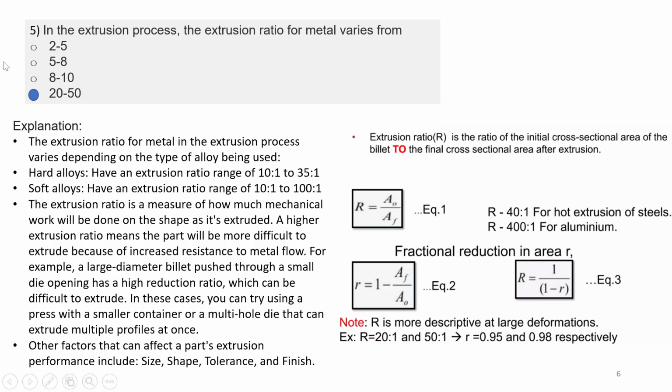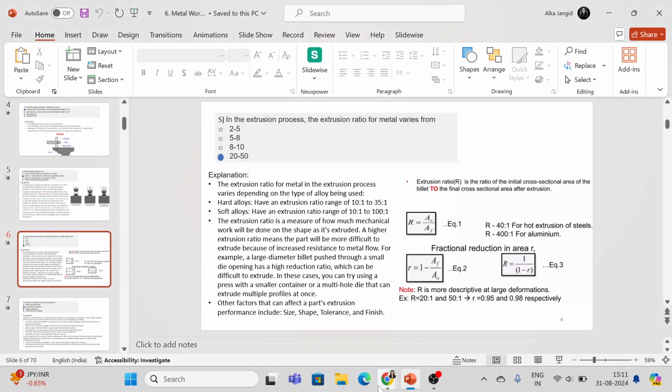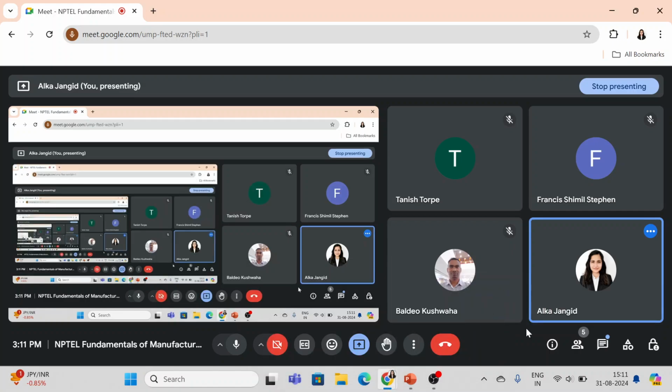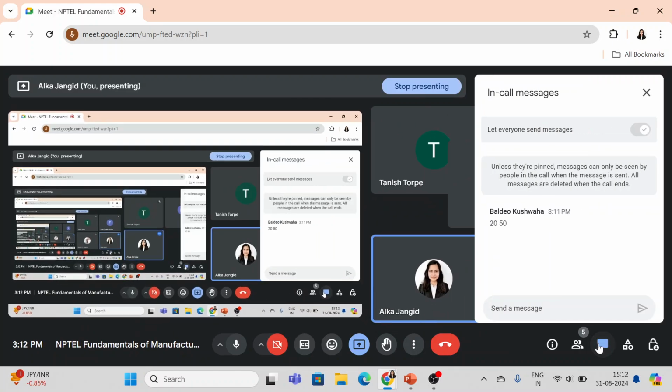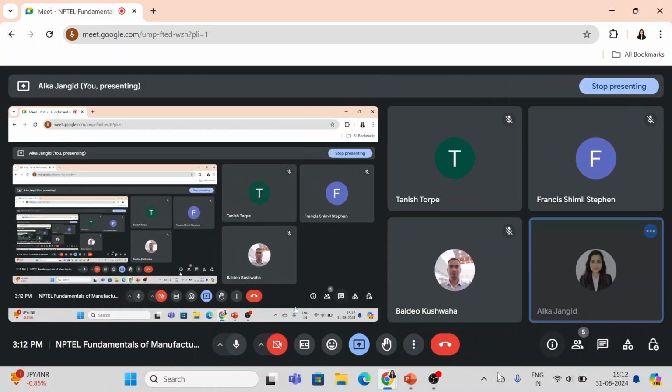So the extrusion ratio for metal in the extrusion process varies depending on the type of alloy being used. Yeah, correct answer.